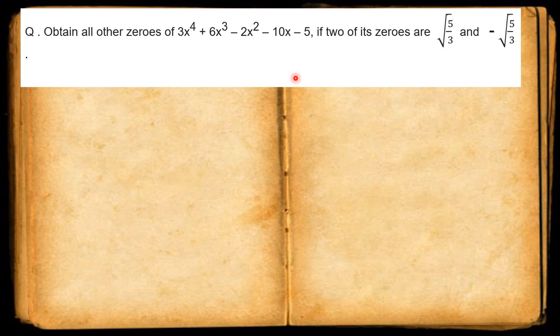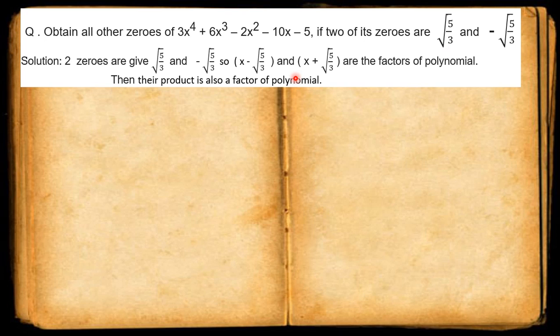So let's start this. As we know, root 5 by 3 and minus root 5 by 3 are the zeros. So we can write x minus root 5 by 3, and the second zero is minus root 5 by 3, so for this zero we can write x plus root 5 by 3. So that means x minus root 5 by 3 and x plus root 5 by 3 are the factors of the polynomial. These two are the factors of the polynomial.